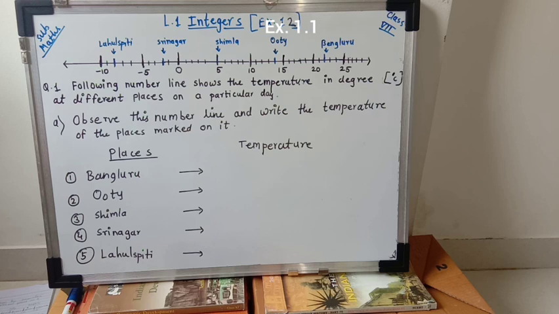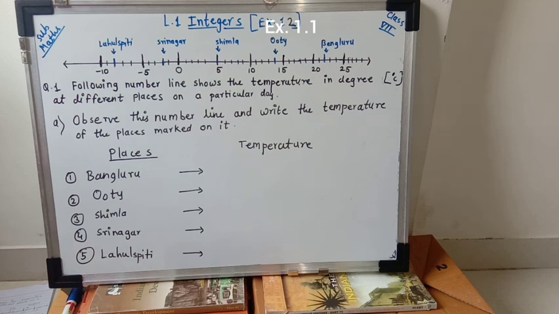Students, in the last two sessions we faced some problems and the visualization of those sessions was not good. The session was blurred. So in this session we are going to revise the same exercise, that is exercise 1.2 from lesson number 1, that is integers.